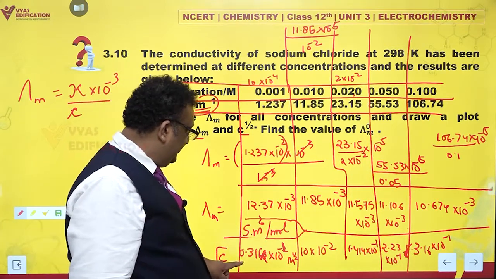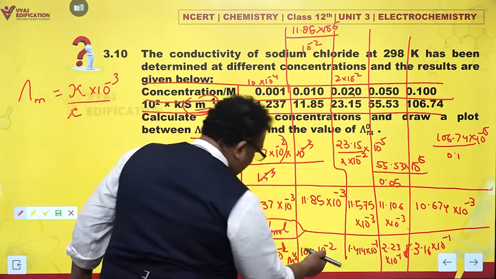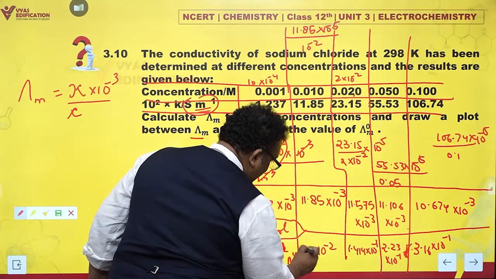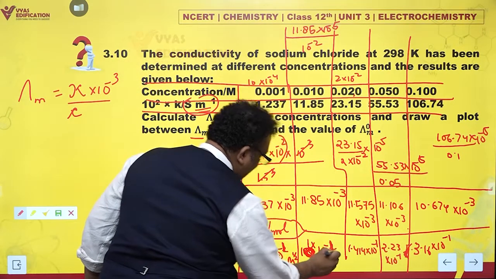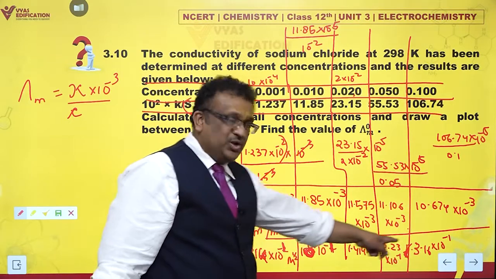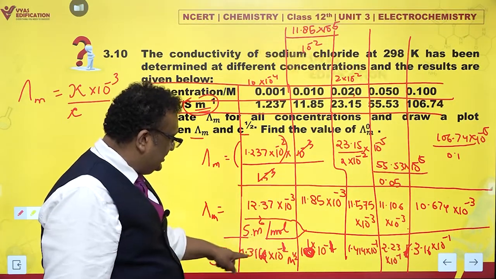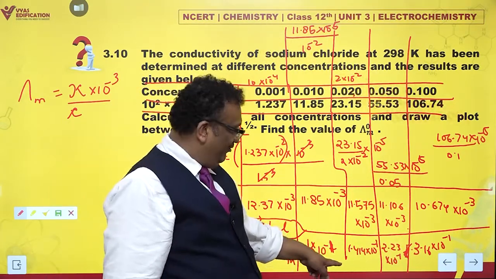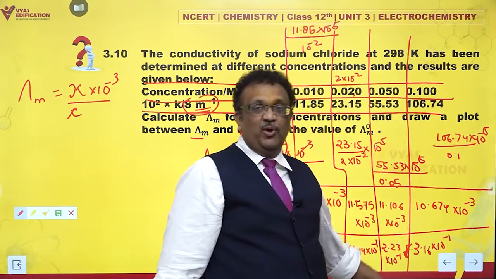So this is simply 10 raised to minus 1, 1 into 10 raised to minus 1. So 10 raised to minus 1 is common throughout: 0.316, 1, 1.414, 2.23 and 3.16.